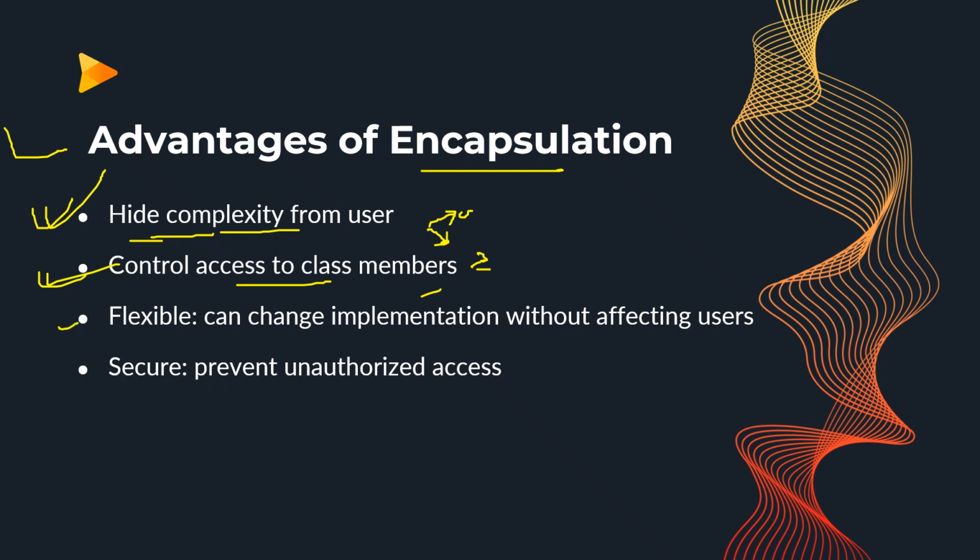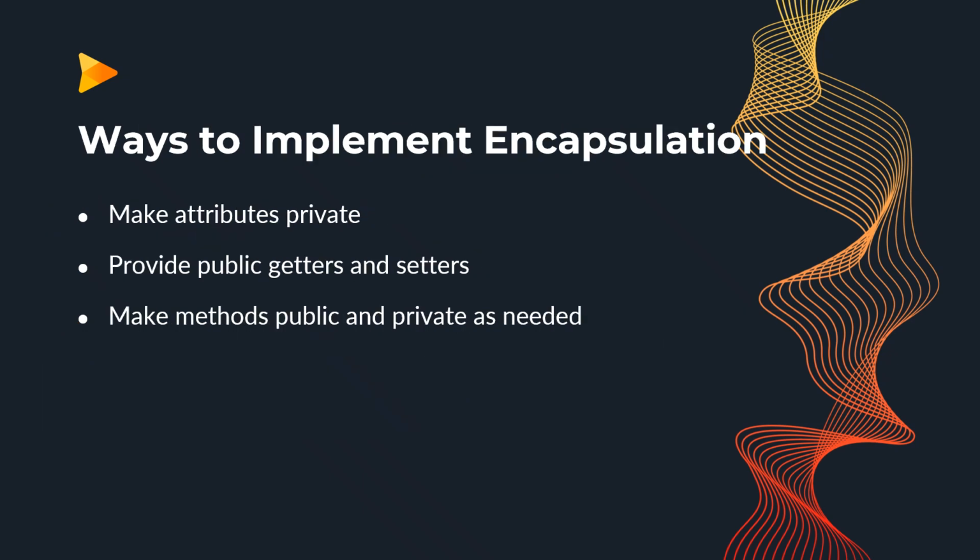Now, flexible. It can change the implementation without affecting users. So we can change the implementation without affecting users. It is also secure. It prevents unauthorized access. As we have already seen, it provides security to our data members. Now, ways to implement encapsulation. How can we implement encapsulation in our programming? We are going to see how to implement encapsulation by using a Java program.